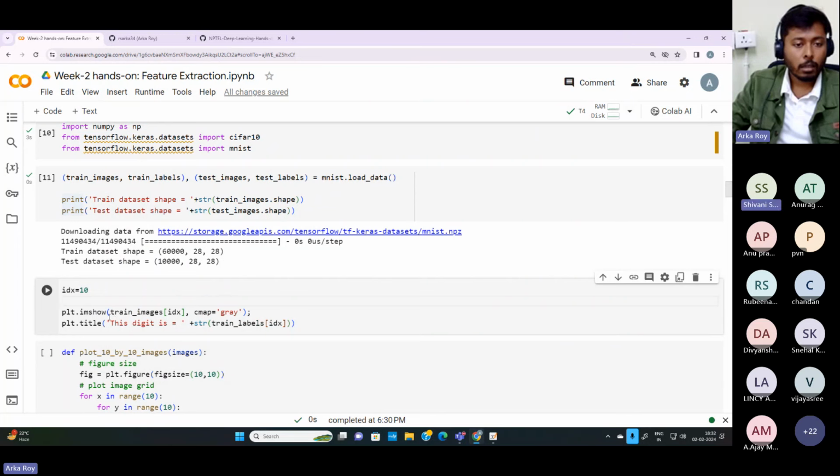Then this is the image, training images, and I want to plot the 10th image. So that is why the IDX, that basically means the index. Okay.